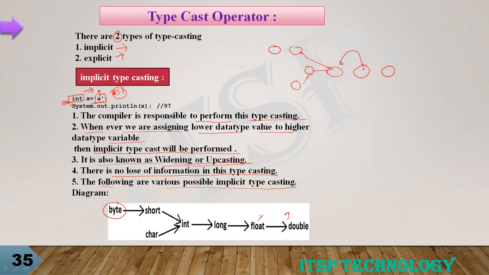The following are various possible implicit typecasting. Here, byte can typecast to short. Short can typecast to int. But short cannot typecast to byte implicitly. Okay. Int can typecast to long. Long can typecast to float. Float can typecast to double. Right. Char is also here. And multiple conversions are there. Byte can typecast to float, double, whatever you want, you can do it.